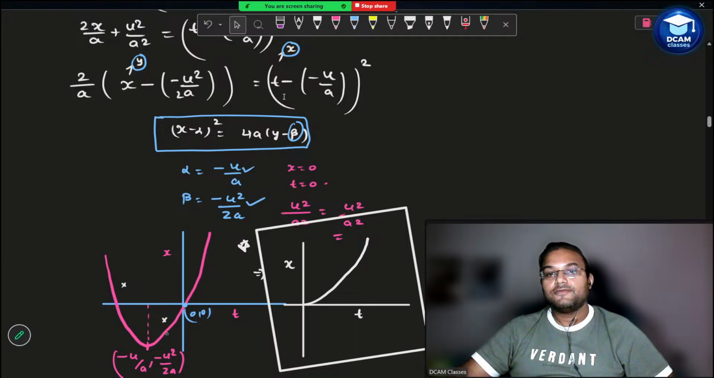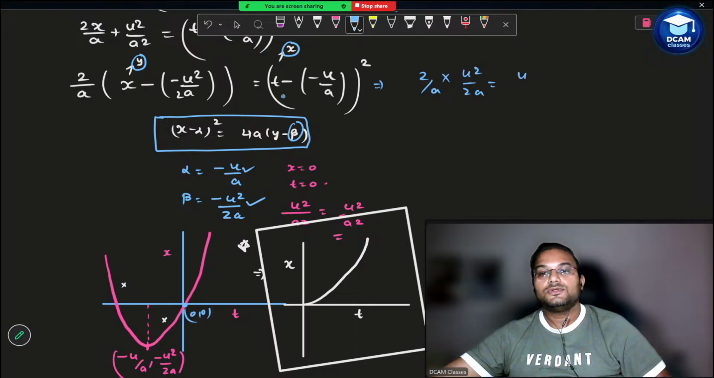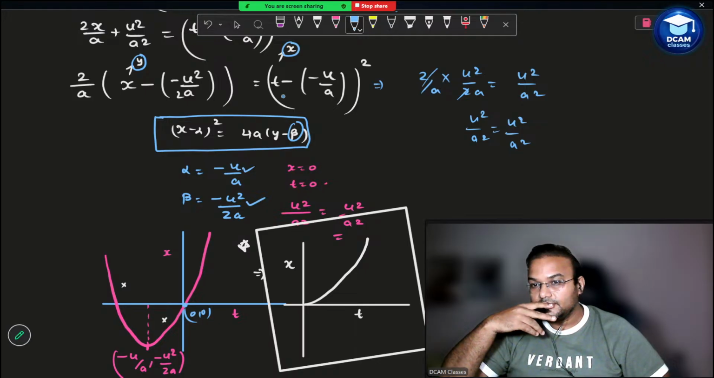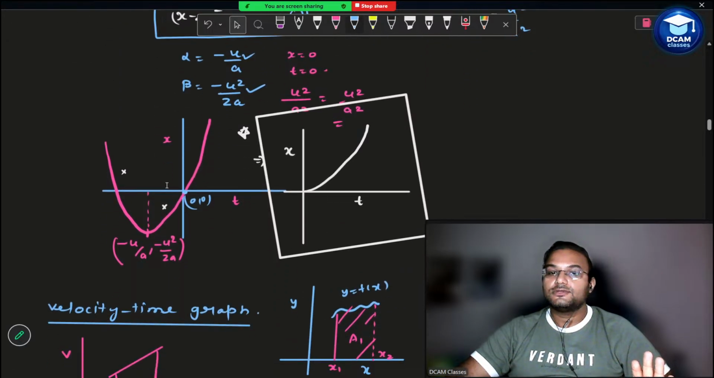Got it? When you try to substitute 0, 0 here, it will become 2 by a into u square by 2a is equal to u square by a square. Now the 2 will cancel, it will become u square by a square is equal to u square by a square. Correct? I put x is equal to 0, t is equal to 0. That means what I found is it is passing through the origin.